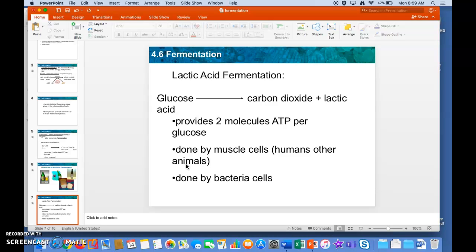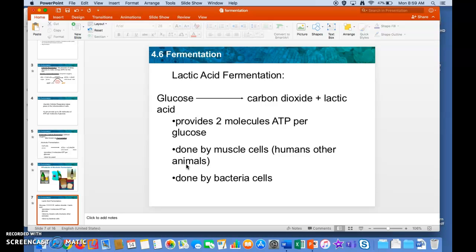And your bodies do this, animals can do this, and other bacteria can do it too. I always remember my body would go into lactic acid fermentation to make ATP when I ran track in high school, when I was doing major exercise. What happens is sometimes you don't have enough oxygen available.